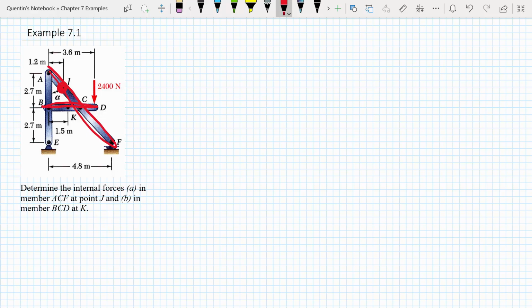Oops, sorry, that's supposed to be a straight line. At this point right there. So to make it so we can see this, remember, we're finding it here and here. What are the internal forces going on here?